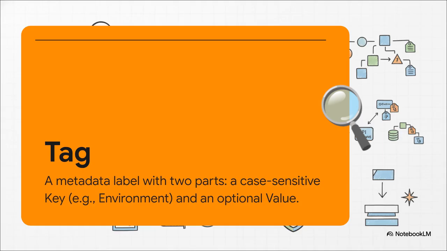So what is a tag, really? It's just a simple label with two parts, a key and a value. The key is like the category, say environment, and the value is the specific info, like production. Now, the most important thing to burn into your brain right now is that both the key and the value are case sensitive. Super important.